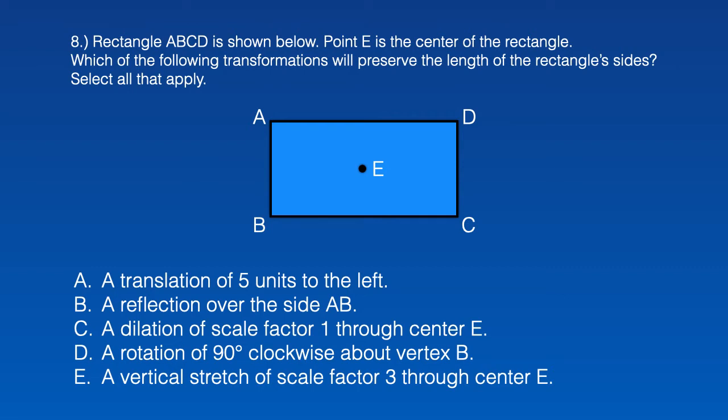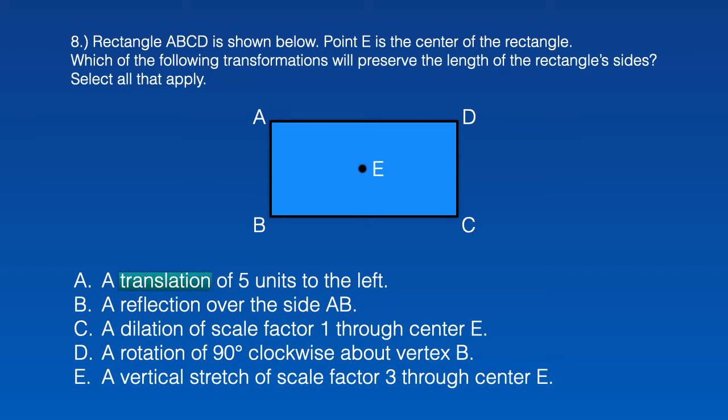Okay, now let me talk about this question a little bit. It says, which of the following transformations will preserve the length of the rectangle's sides? That means keep the length of the sides the same. So if when you do these transformations, the length of the sides stay the same, then that's a correct answer.